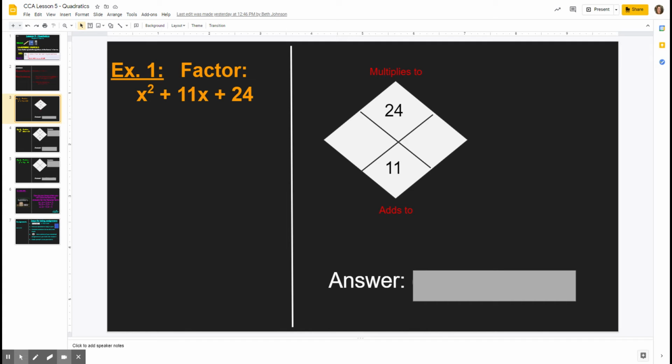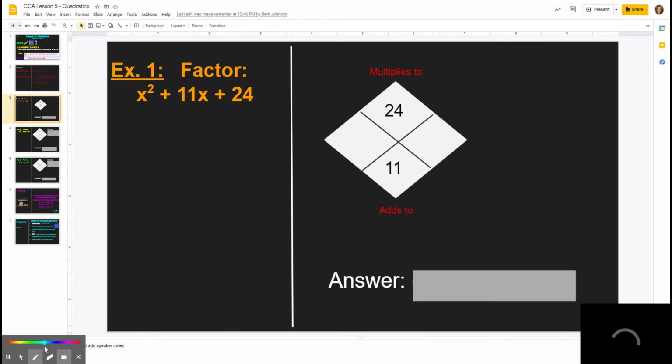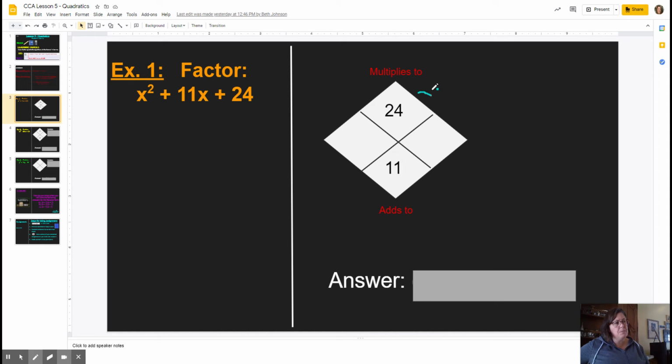All right, so again, we're going to factor it. Like we talked about last week, we're going to look for two numbers that multiply to make the number 24 and add up to 11. Now, we did talk last week that if we struggle with thinking about the factor pairs that go with it, the first thing that I'm going to recognize is I need two numbers that multiply to make a positive number.